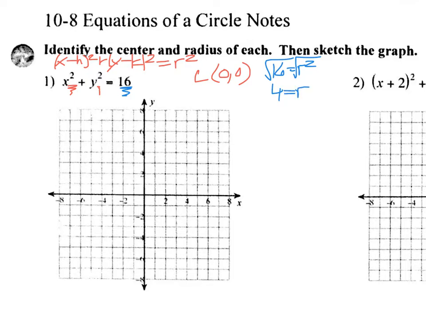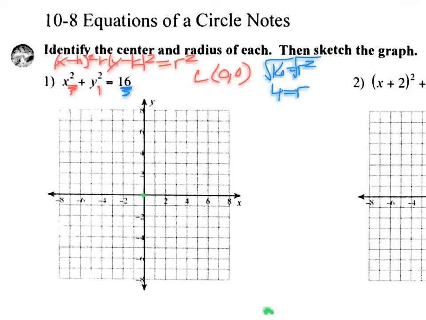4 is r. Now, what do I do to graph this? All I do is I put my center, which is at (0, 0). So I'm going to use a big dot here. So right here is my center. And then I need to go out a radius of 4. So all I'm going to do is count. So I'm going to go 1, 2, 3, 4.